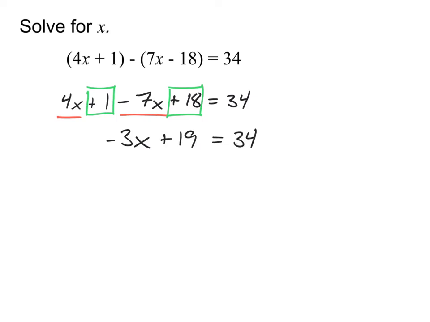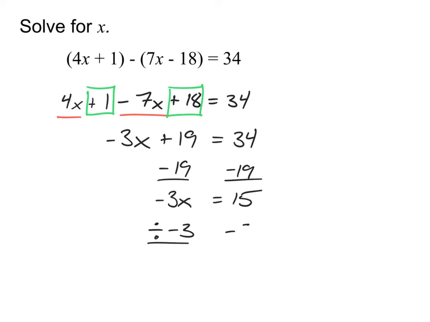And now we get rid of the addition subtraction from the left-hand side where the x is. So I'm going to subtract 19 from both sides. And then I'm going to divide both sides by negative 3. Because right now on the left-hand side you have negative 3x, which means negative 3 times x. And since I'm undoing that multiplication, I divide both sides by the negative 3.